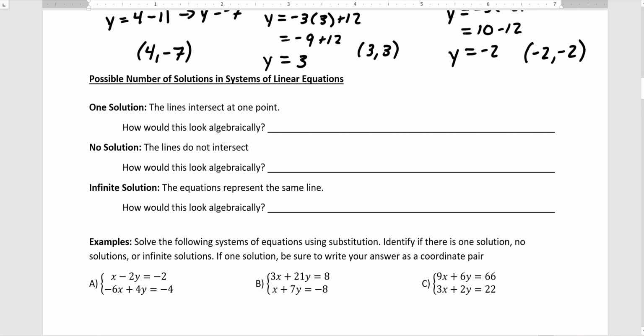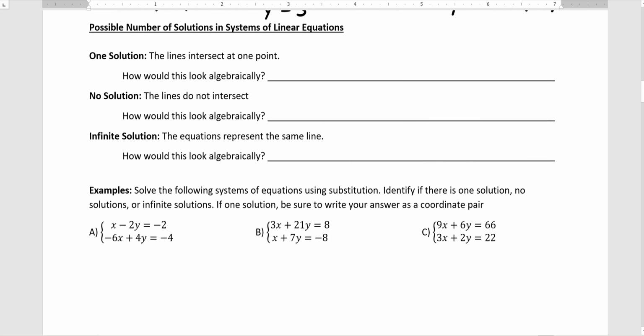Let's talk about the different possibilities we could have here. So there's 3 possible numbers of solutions. One is one solution. Graphically, that looks like the lines intersect at one point. How does that look algebraically? Well, algebraically, we find x equals a number and y equals a number. We get a value for x and a value for y.